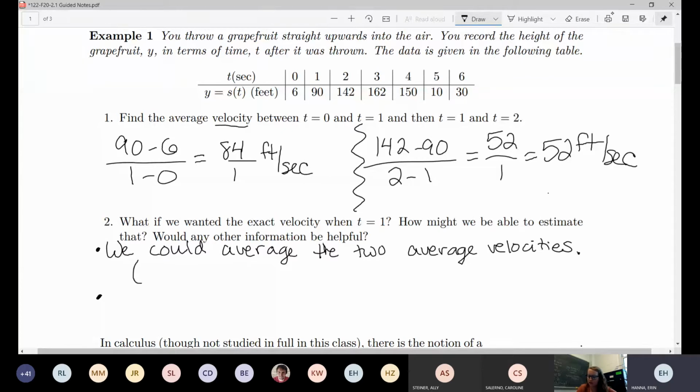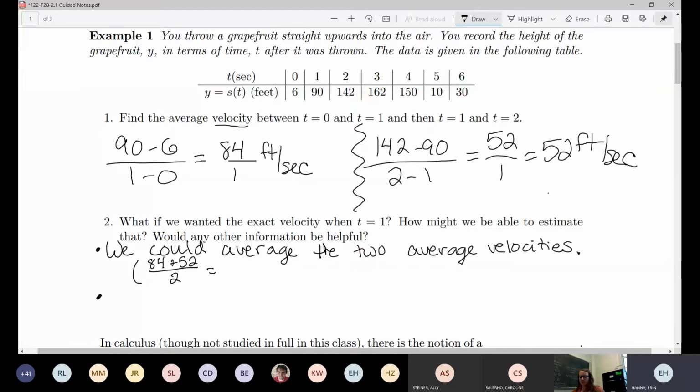So if we were to average these two values now, and there's unfortunately a lot of the word average floating around in different contexts, I'm taking these average velocities and just taking the normal average of them. So I'm adding them together and dividing by 2.